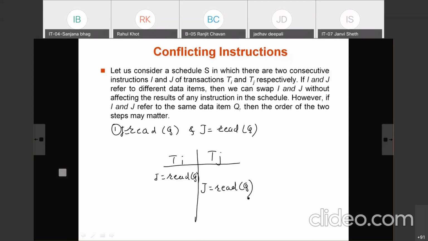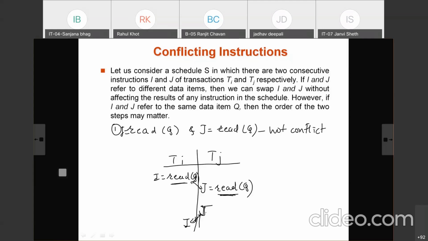These two instructions I and J operate on the same data item Q, but they perform only read operations. So can I swap I and J? It is possible. Why? Because this is only a read operation. We are not updating the data item Q. That's why I can swap the instructions. I can do J first and then execute I. It is allowed. So here these two instructions are not conflicting with each other.